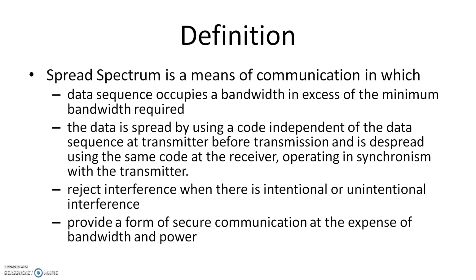Before going into what is PN sequence, we look at what is spread spectrum. So spread spectrum is a means of communication. See, till now we were concentrating on saving the bandwidth and saving the power. But in spread spectrum, we are not going to focus on those two things, but we want some other properties. One property that we desire is secure communication. So we trade off. We give up our restrictions on bandwidth and power to make our communications secure.